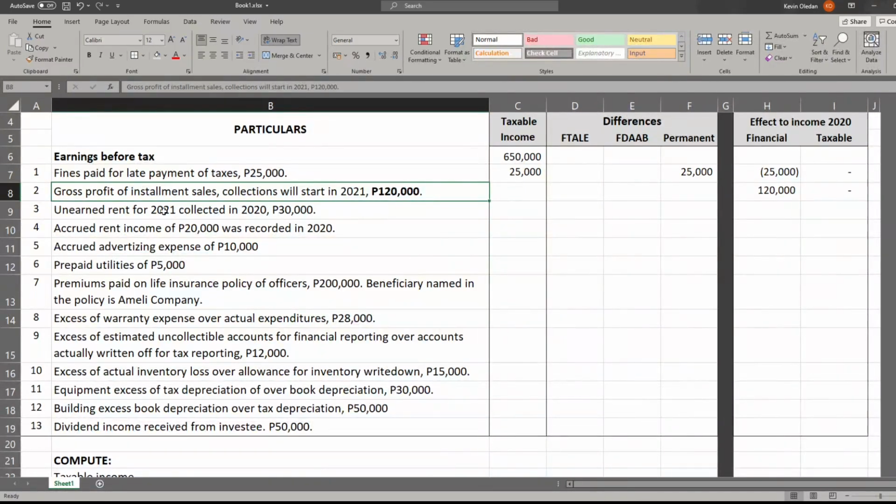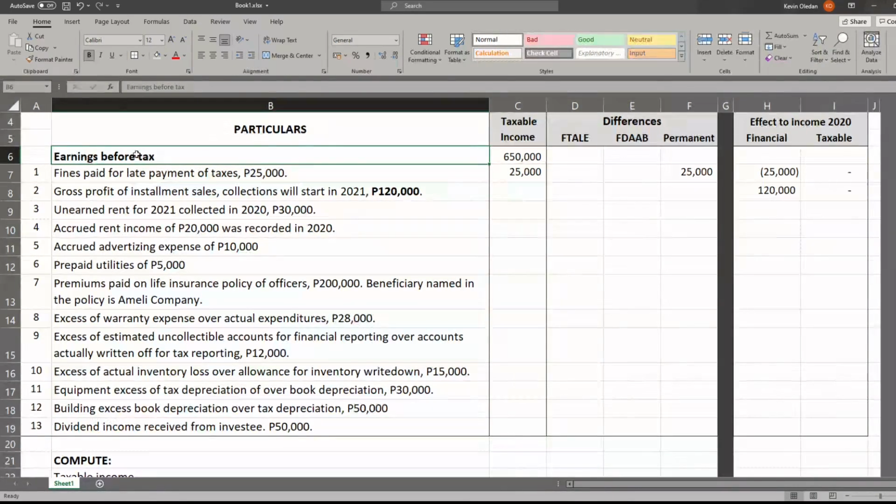That is the reason why the gross profit on installment sales will become a future taxable amount which results to a liability and expense. Did you get that? 120,000 is a future taxable amount which will result in a future liability and expense. Oo nga, may income ka ngayon, hindi siya taxable, pero later, magbabayad ka ng tax kahit wala ka ng mare-record na income sa earnings before tax mo.